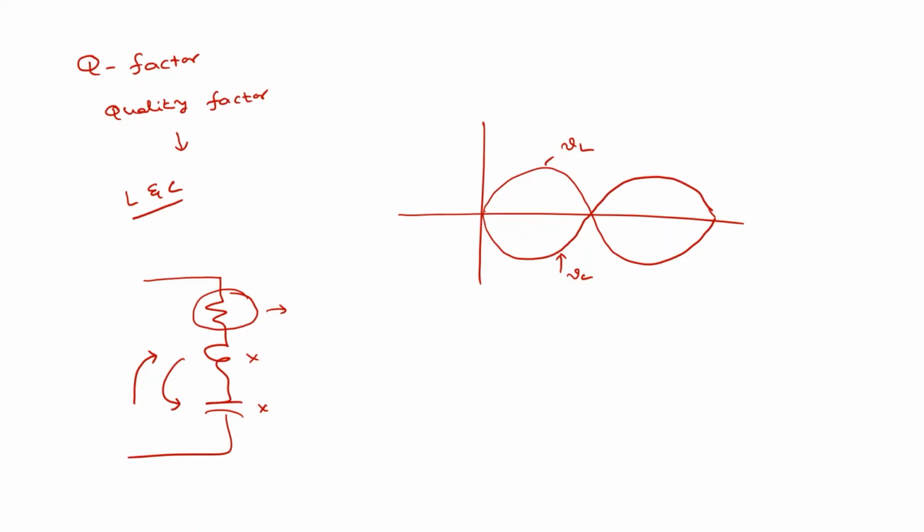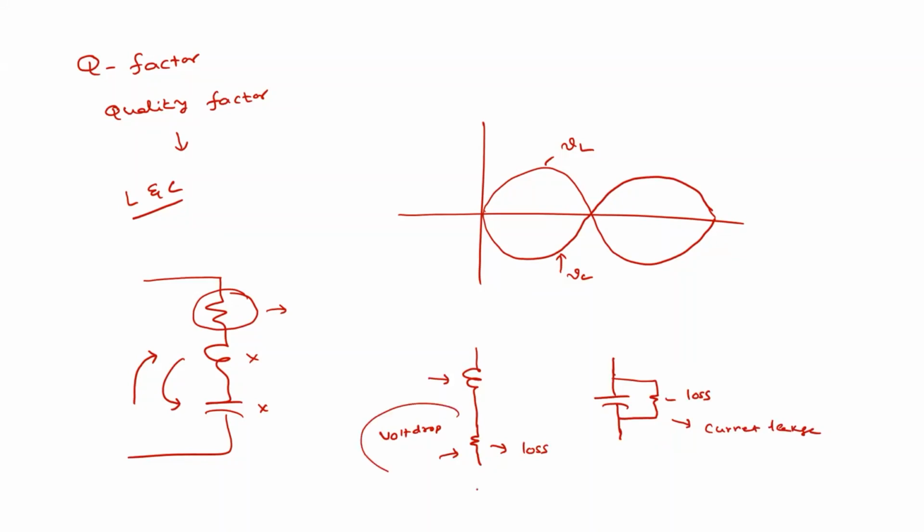Loss is in the form of current leakage. You will never get pure inductive or pure capacitive elements. So these are associated with a series resistance in the case of an inductor, and a parallel resistance in the case of a capacitor. These are loss components.